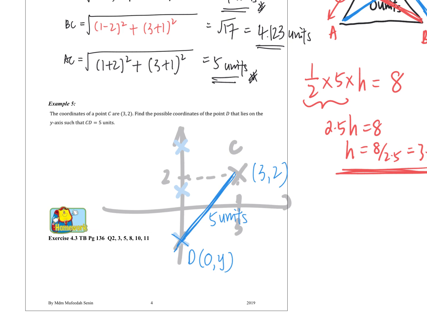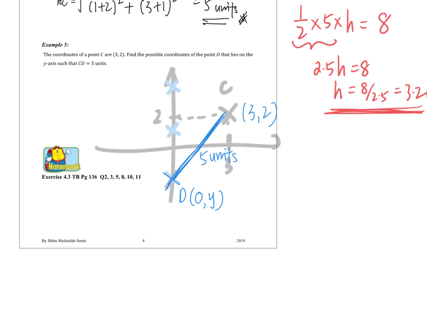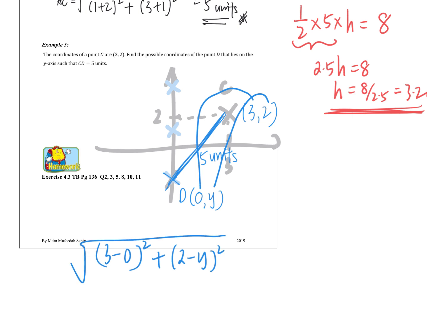So I just use my length formula. So I do my x2 minus x1. Sketch will help you see better sometimes. But if you can see without sketching, no need. Then y2 minus y1. You square, take a square root, equals to 5. So this is using the length formula. Length CD equals to 5 units. So how should I solve it?